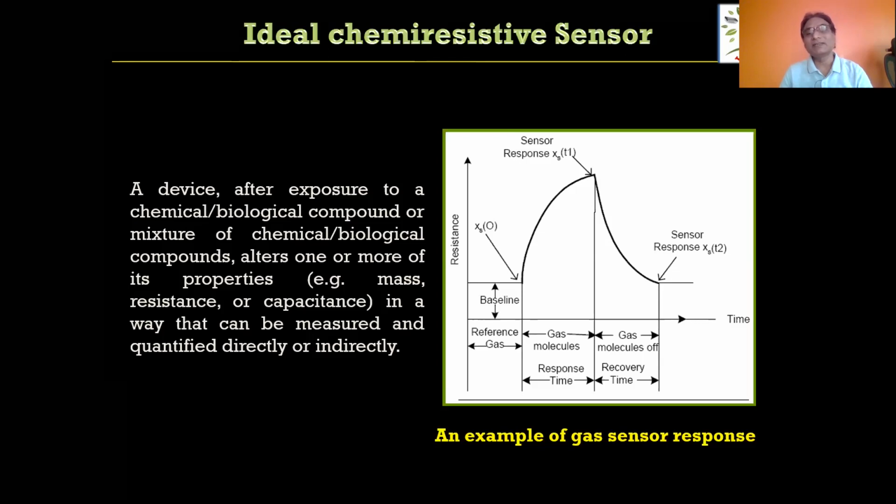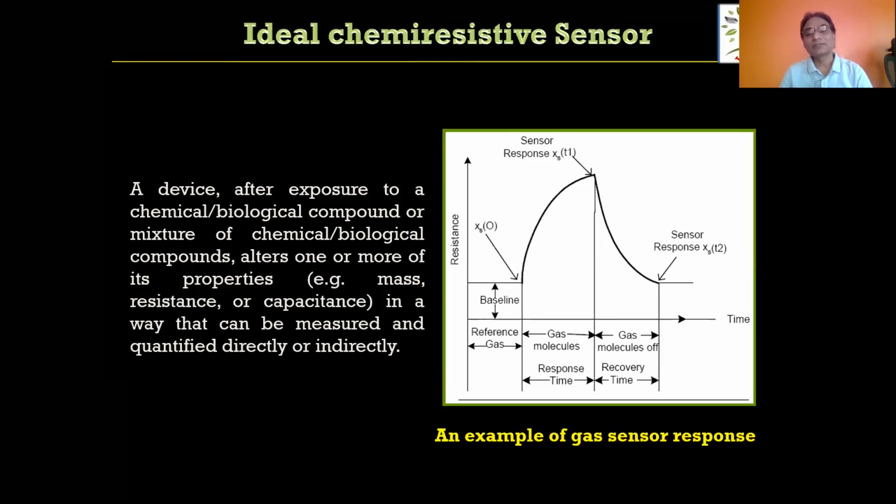Chemiresistive means whenever any material is exposed to any gas analyte, which is called a chemical, that is why it is called chemi. A gas analyte is, for example, any hazardous gas like CO2, CO, carbon monoxide, carbon dioxide, hydrogen sulfide, any environmental pollutant. We call it a chemical.